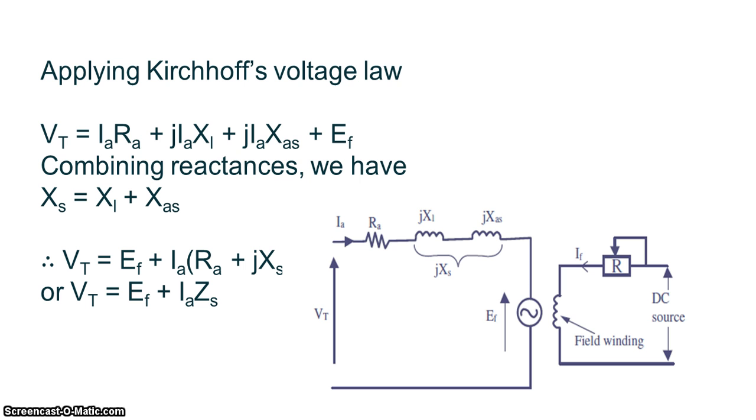Now we'll apply Kirchhoff's voltage law to get the equation for VT and EF. VT is equal to IARA plus jIAXL plus jIAXAS plus EF. Combining the reactances, we have XS is equal to XL plus XAS. Now condensing the equation, we finally get VT is equal to EF plus IAZS.